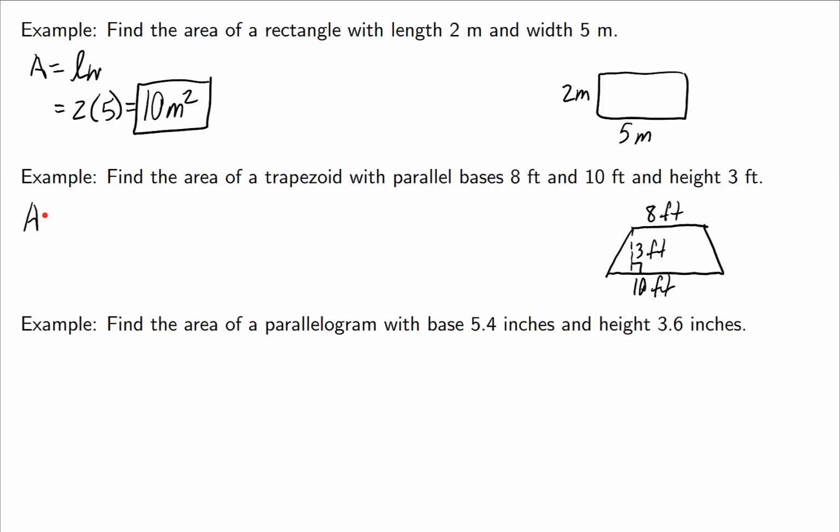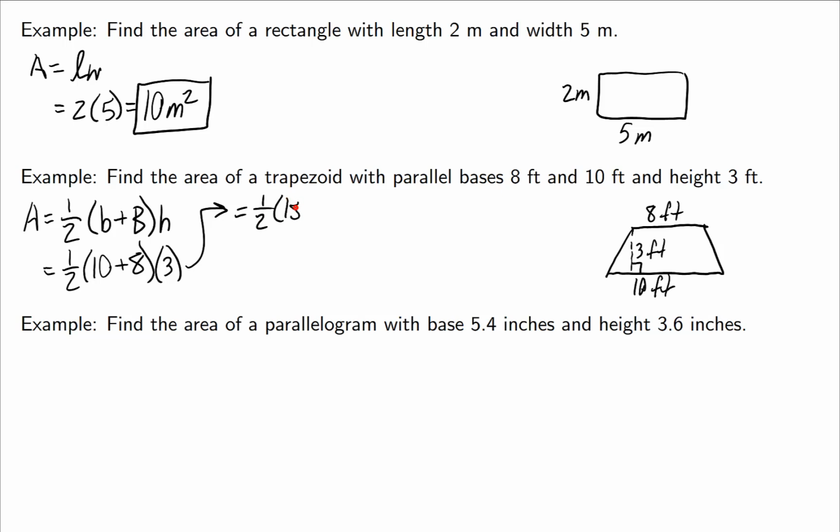Now to find the area. Remember the area formula for a trapezoid is a little bit strange. It's 1/2 small base plus big base. Now, these two don't really matter which one you call which, times the height. So I have 1/2. One base was 10 feet, one base was 8 feet, and the height was 3 feet. When I do that, I get 1/2 times 18, remember parentheses come first, times 3, and now I can just multiply. 1/2 times 18 is 9, 9 times 3 is 27 feet squared.